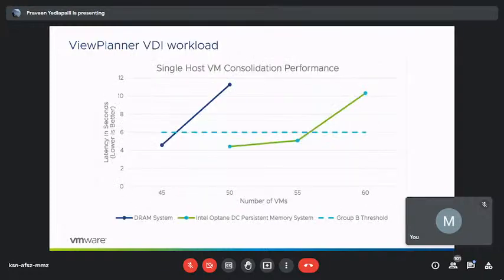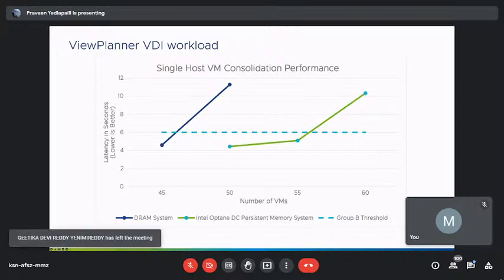The next test is called View Planner VDI, where multiple people are logging into a Windows system and opening different applications like PowerPoint, Chrome web browser, and all that. Here the result is how many VMs I can run on the system. Higher is better. So if I can run more VMs, that's good for my business. On the DRAM system, which is the blue line, when I try to run 45 VMs, latency is okay. Any latency below this dashed line is acceptable. If the latency goes above this dashed line, that's not good.